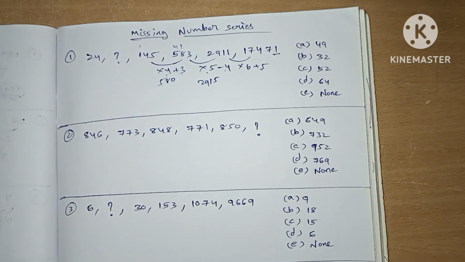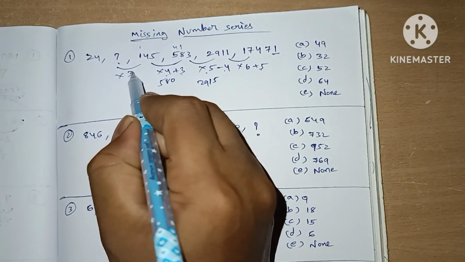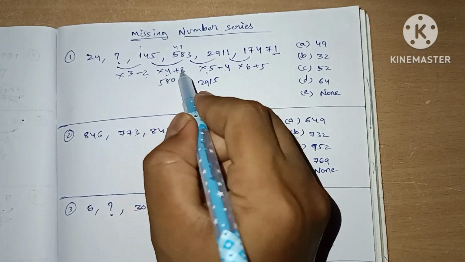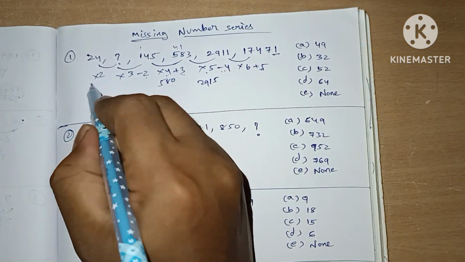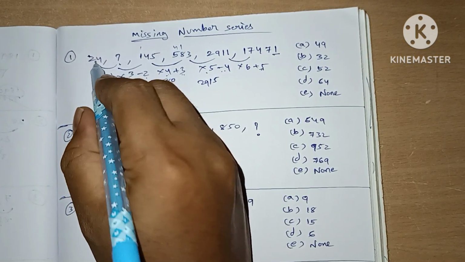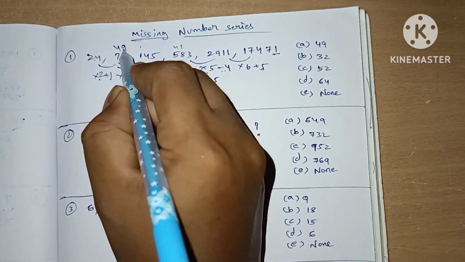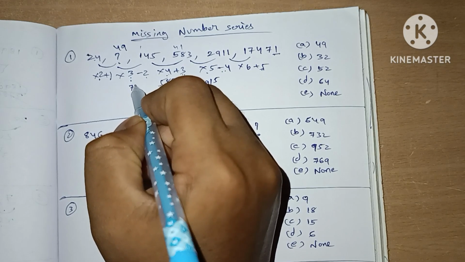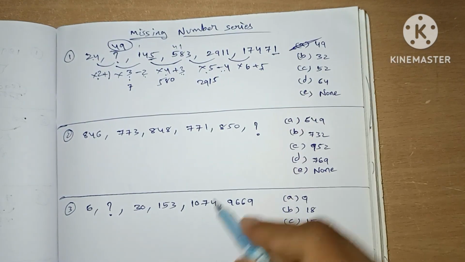Next one is, here it must be into 3 minus 2, minus 2 plus 3 minus 4 plus 5. So it must be into 2 plus 1. 24, 2 times is 48. 48 plus 1 will be 49. 49 into 3, 9 times 3 is 7 at the end. 7 minus 2 will get to 5. So our answer will be 49. Option A is our answer.